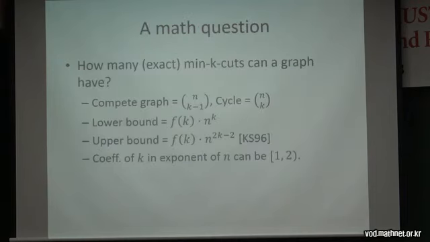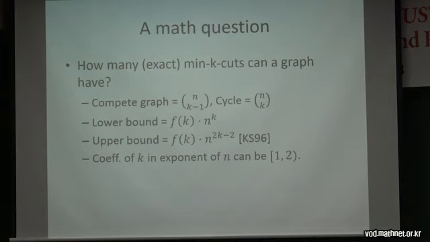And then one pure math question is: given a graph with n vertices, how many minimum k cuts can a graph have? In the sense of how many different ways to partition the vertex set into k parts will minimize the number of crossing edges. Minimum, yeah. Okay, so we can say some lower bounds.